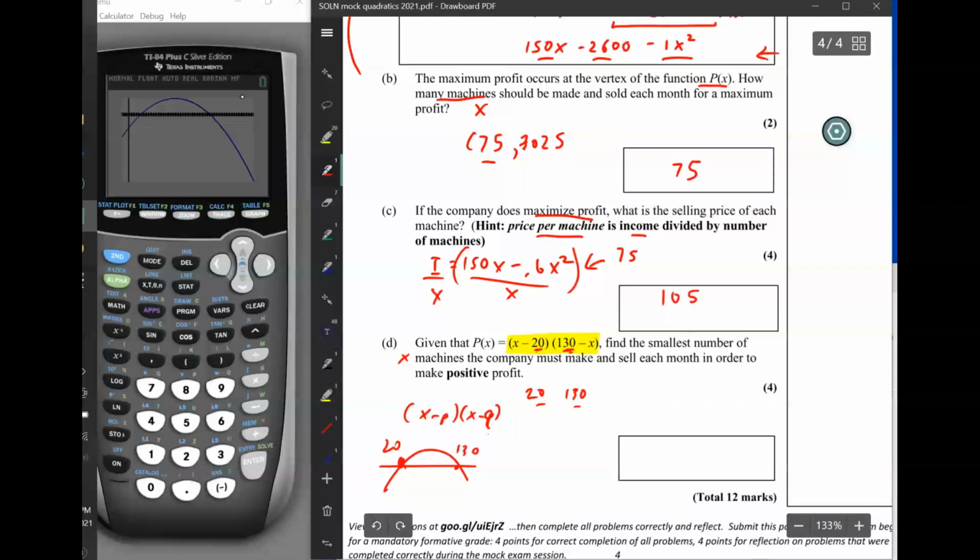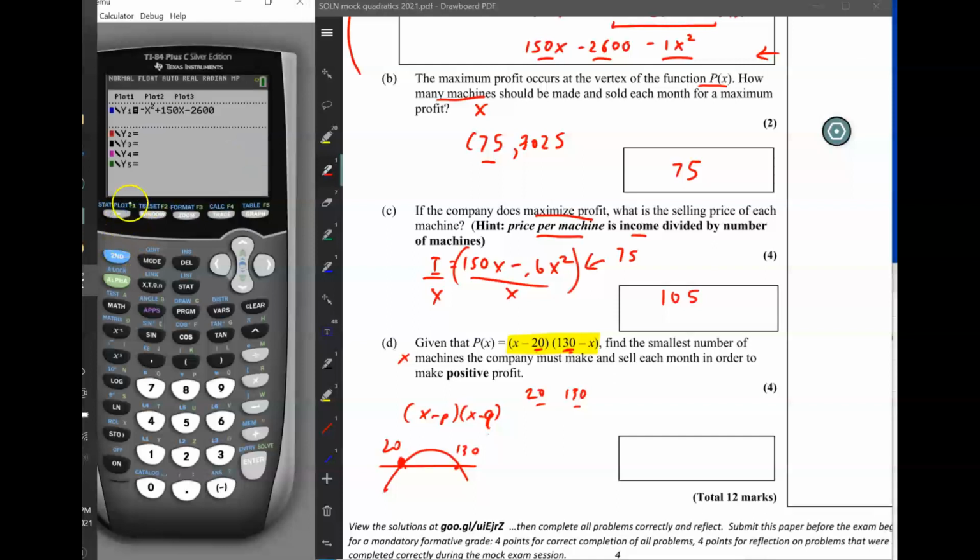Let's say that you weren't clever enough to see that the first try. Remember that you can just take the P function, and you could either type in this new P function, or you could just keep the P function the same as it was before, which is standard form. They're both the same. And then you could just do second calc 0 to find the x-intercept, because that is the point at which it starts becoming positive.